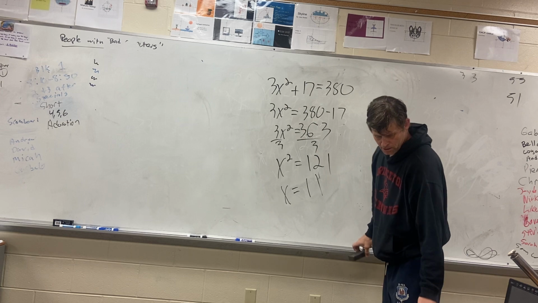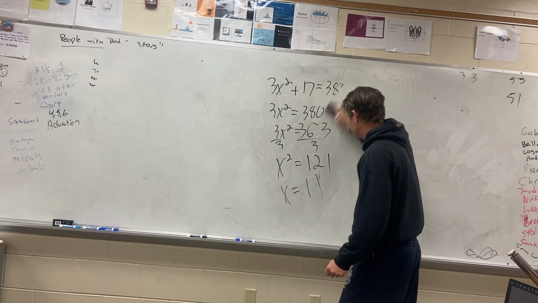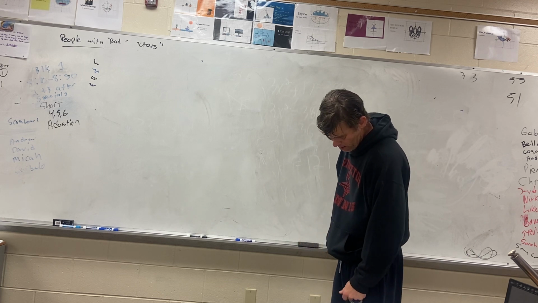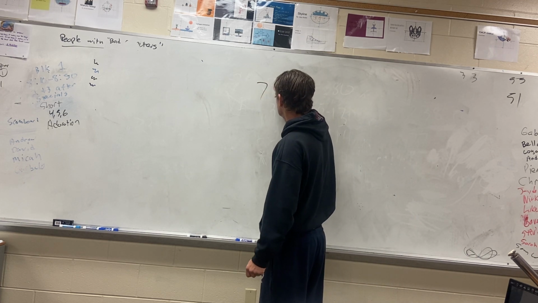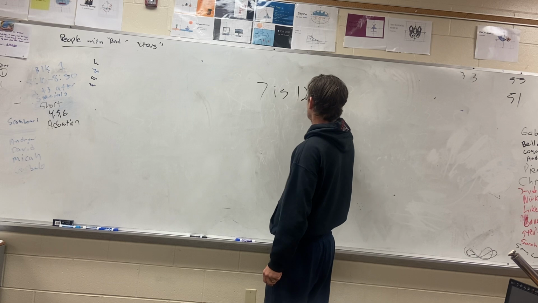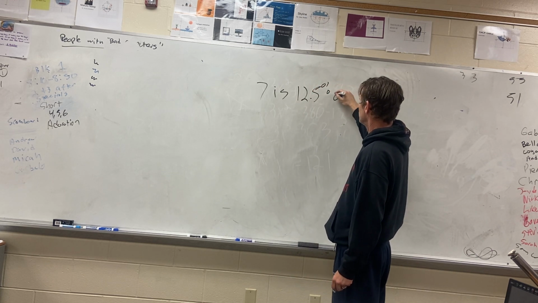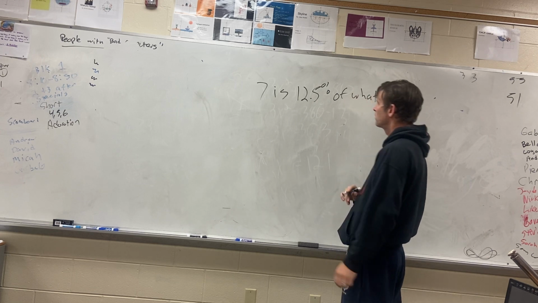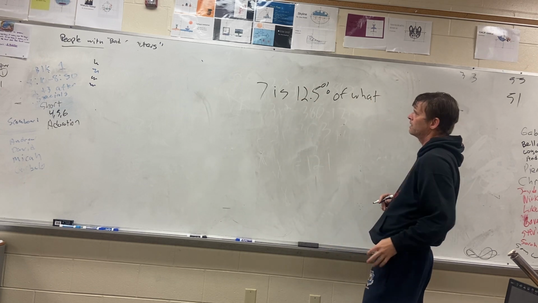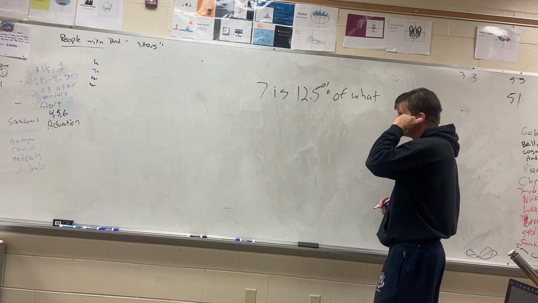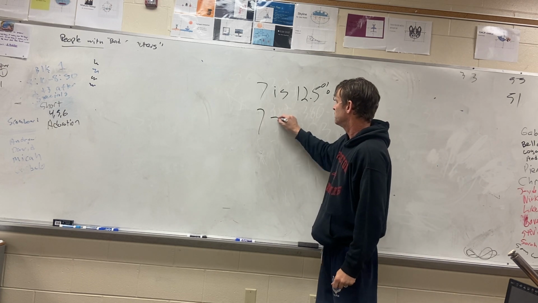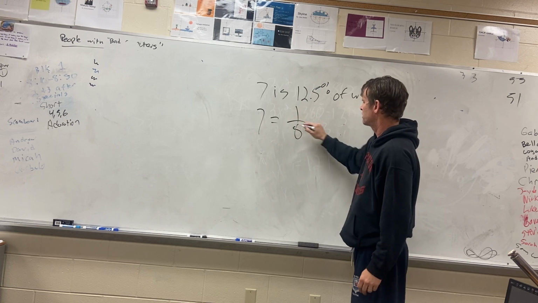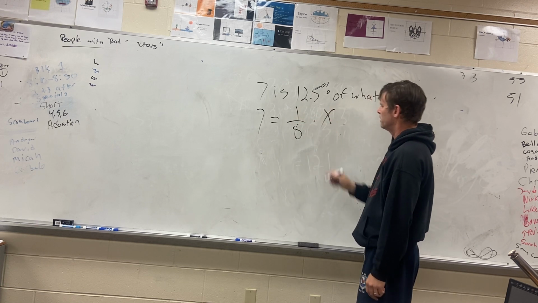Okay? Memory item. You've got to know your memory items. You're going to get two like this. You've got to know your memory items. 7 is 12.5% of what? Okay, now remember we did this whole thing, Mathanese: 7 is 1/8 of what?